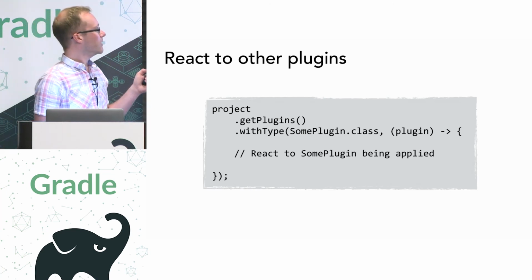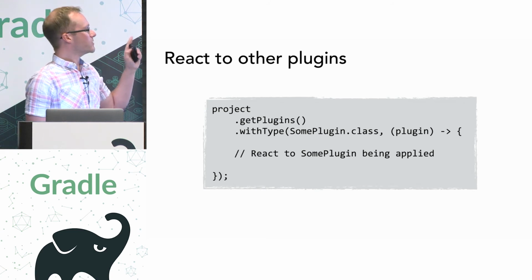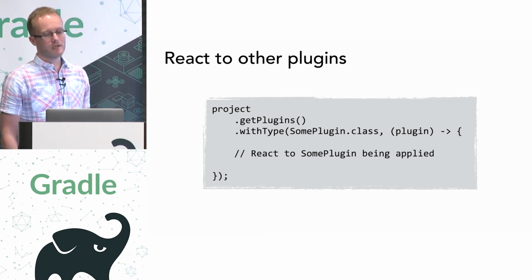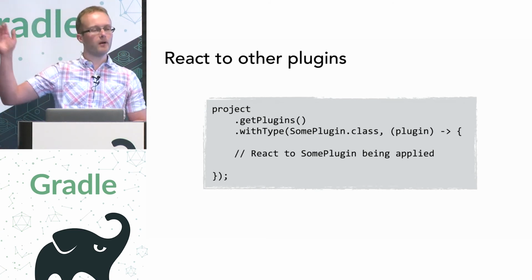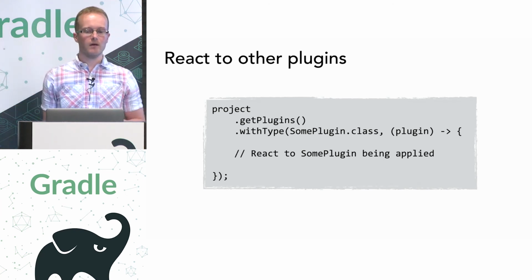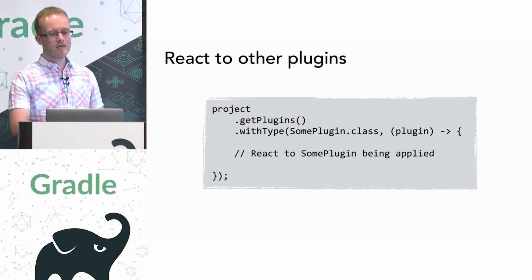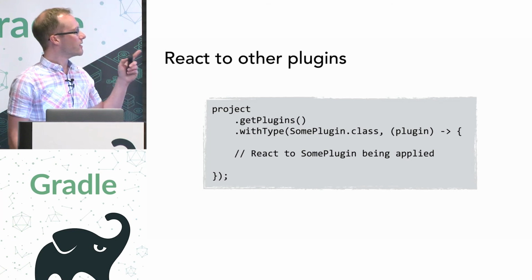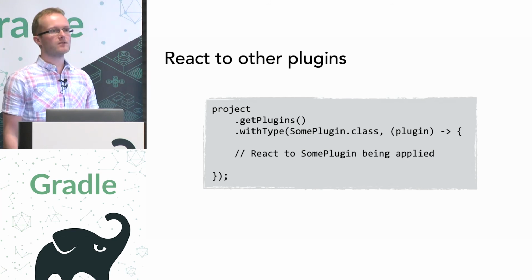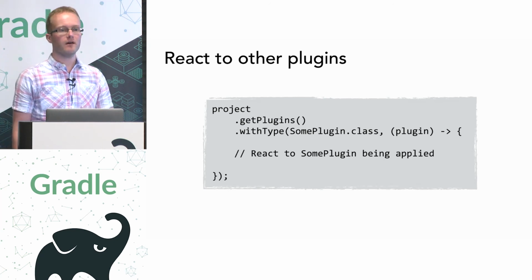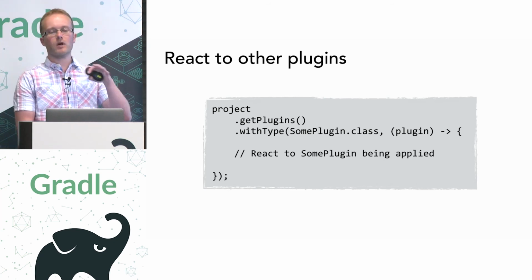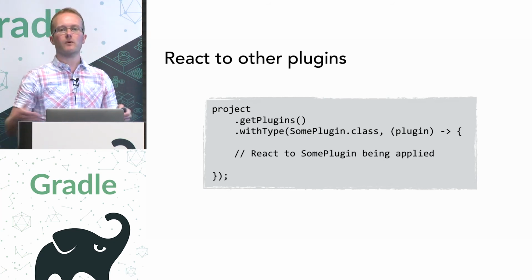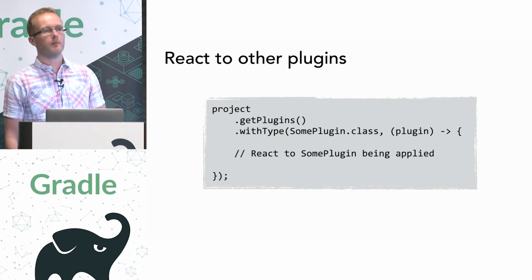So here's just an example of the code. It's dead simple. So you project get plugins, and then you say plugins with a particular type. So this could be whatever plugin, the Java plugin, some other plugin. And then this lambda here, it's an example of where lambdas work really nicely. If you're on Java 7, you'd have an anonymous inner class that implemented the action interface here. And then you just stick some code in there that does whatever you like in response to that particular plugin being applied to your project.